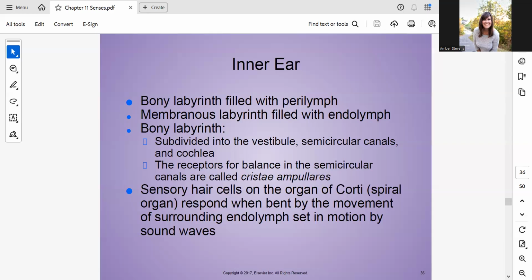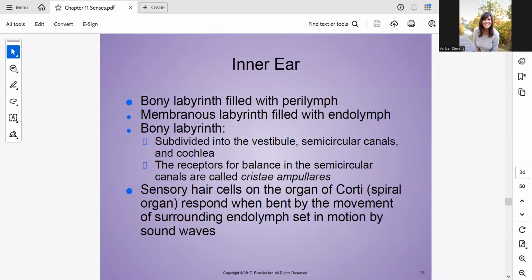So when we look at the bony labyrinth, we have the vestibule, which is the central chamber that helps connect the semicircular canals and the cochlea. You have your semicircular canals, which is a three-loop like structure that's responsible for detecting rotational or angular movements of the head.